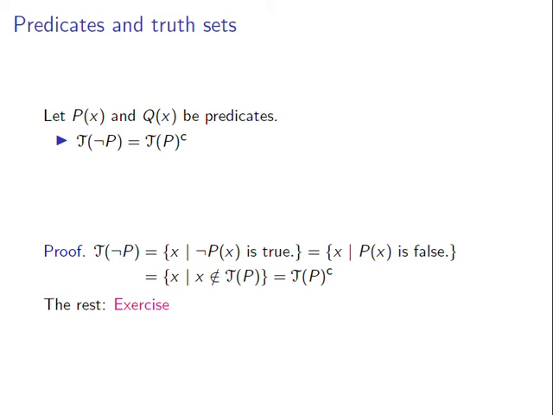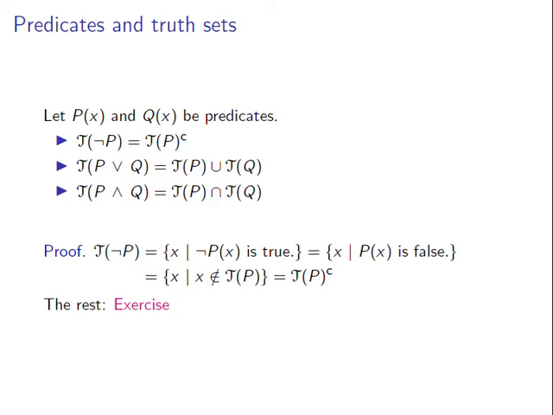We shall leave the derivation of the other truth sets as an exercise. The truth set of the predicate, either P or Q, is the union of the truth set of P and the truth set of Q. The truth set of the predicate, both P and Q, is the intersection of the truth set of P and the truth set of Q. The truth set of the predicate, if P then Q, is the union of the complement of the truth set of P and the truth set of Q.